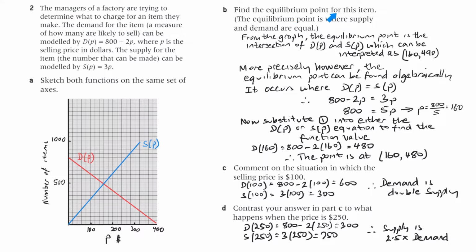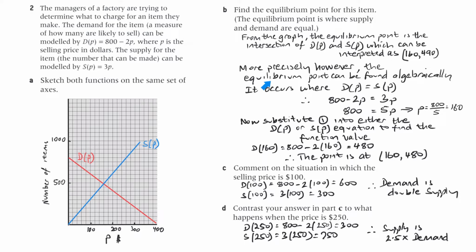B, find the equilibrium point for this item. The equilibrium point is where the supply and demand are equal, so we want to find that point. Again, if you'd put it straight in the graphic display calculator, you would find that point. There are 2 ways to do it without the calculator, and the first way is just by observation. It looks like it's 100, and then it's 160. You go up there, you look across here, it looks like around 490, so that's what I guessed. But it's hard to interpret from the graph.